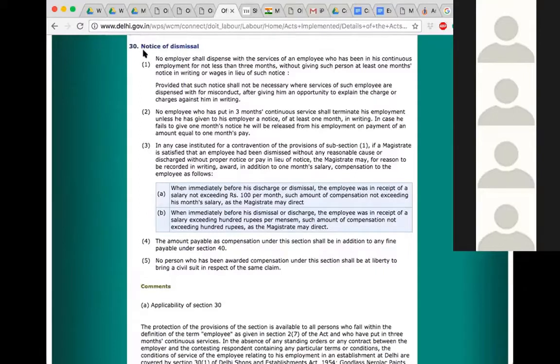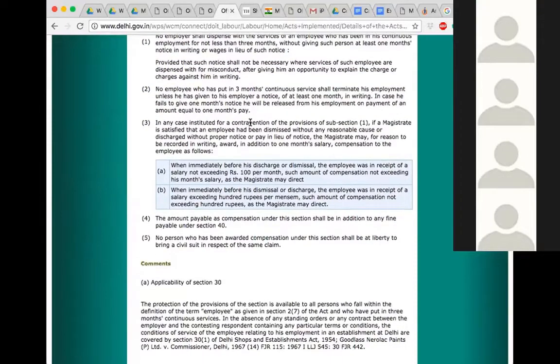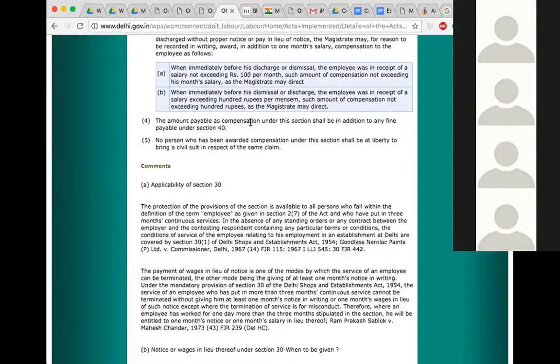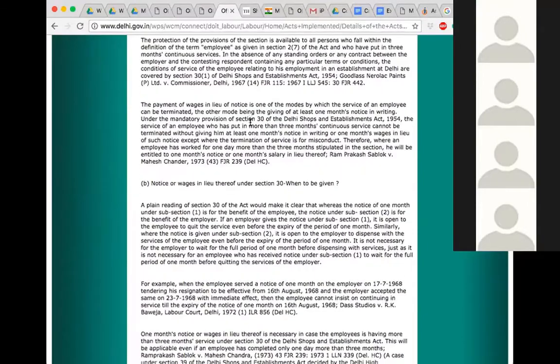Section 30 speaks about how do you dismiss an employee, what kind of notice has to be given. And you see that a 1 month notice in writing or wages have to be provided, okay, before you actually dismiss an employee.